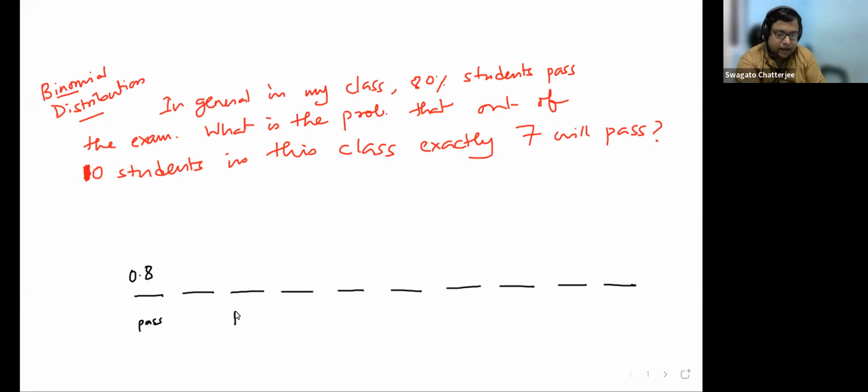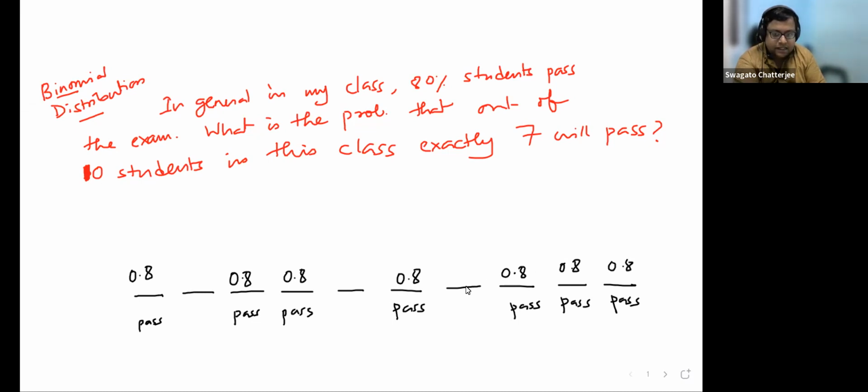0.8. Let's say I decide this person passes, this person passes, he also passes, this person passes. 1, 2, 3, 4, 5, 6, 7, 8, 9, 10. Okay. So then this person's passing probability is 0.8, 0.8, 0.8, and so on. And this person's failing probability is 0.2, 0.2, and 0.2.